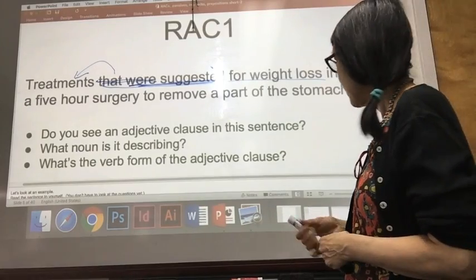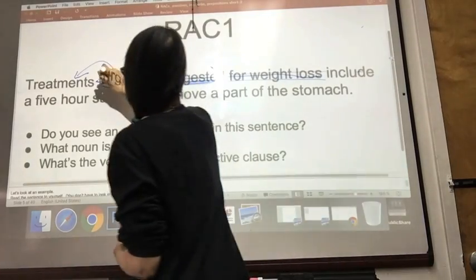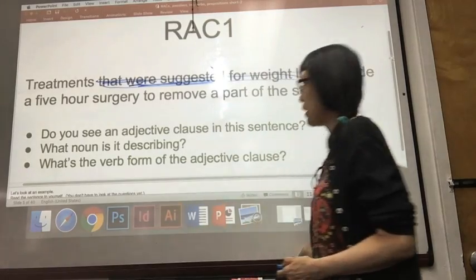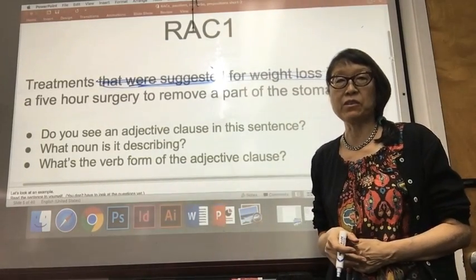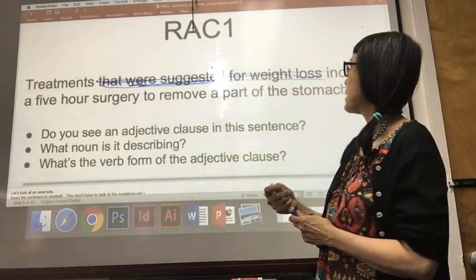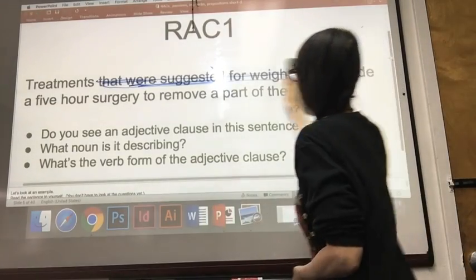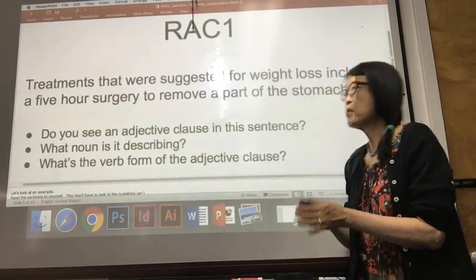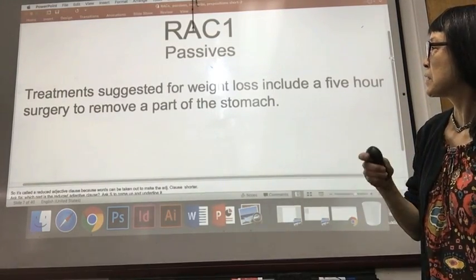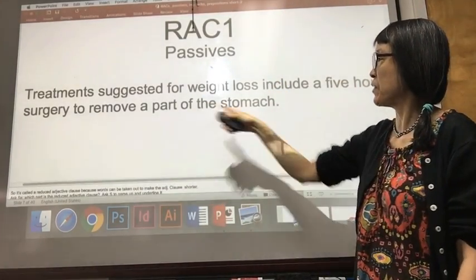Okay. What about if I take out this entire reduced adjective clause? Is that okay? Yeah. It's okay. It's still a complete sentence. It's still a correct sentence, right? What's the subject of the sentence? Treatments. What's the verb? Include. Okay, great. All right. Reduced adjective clause using passives, and this is our new sentence.